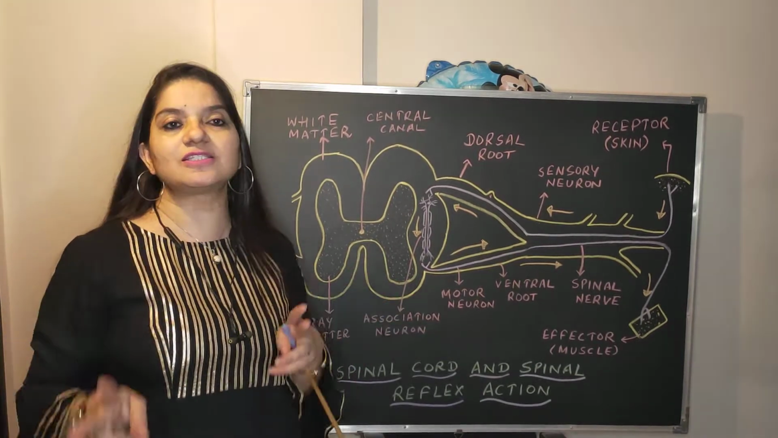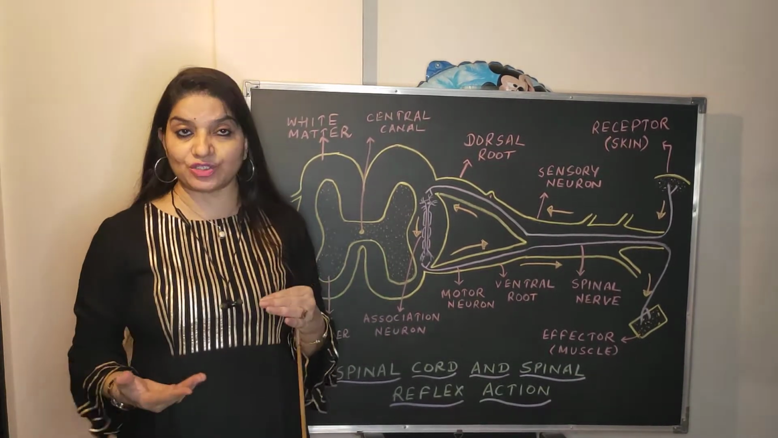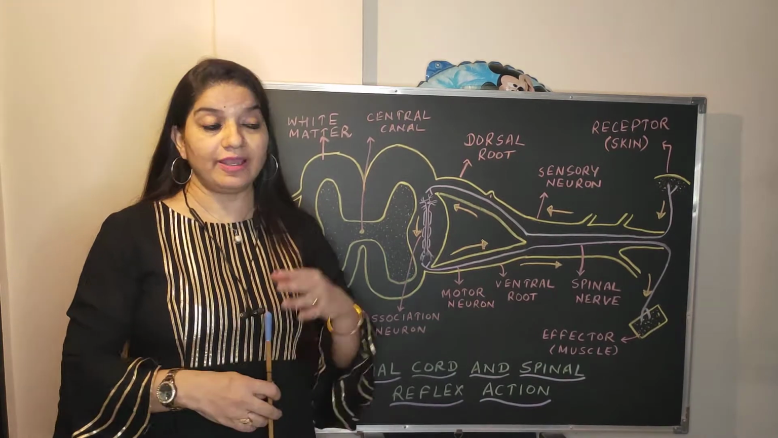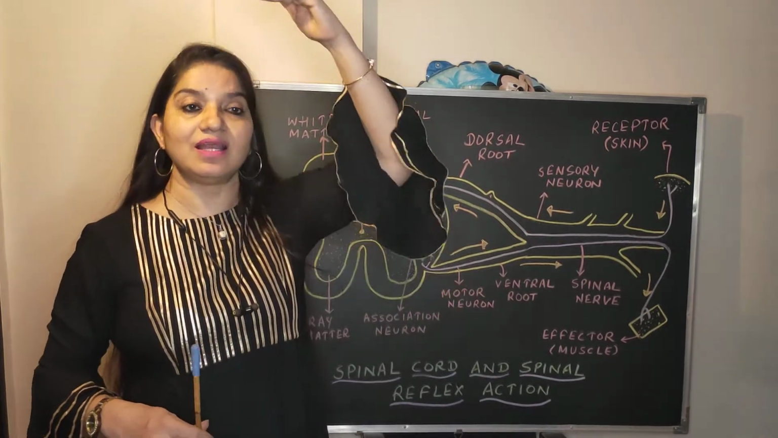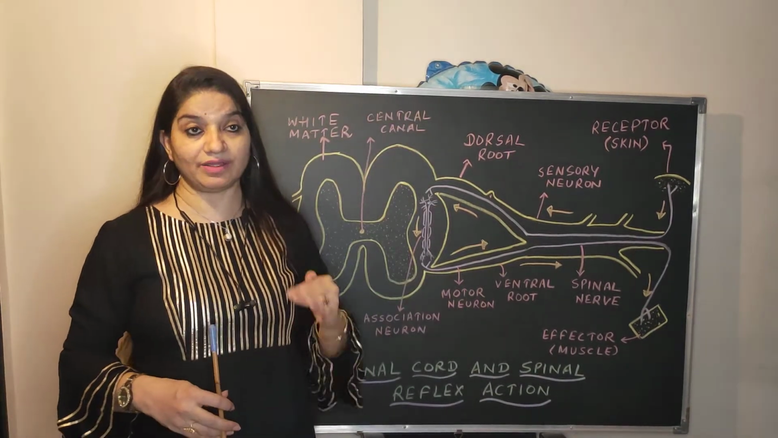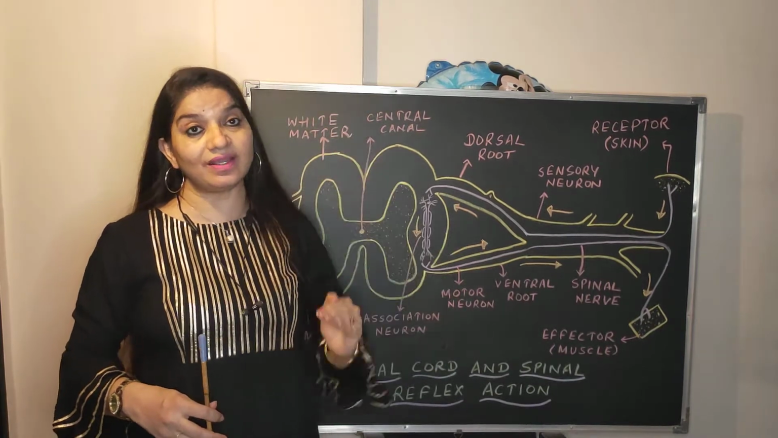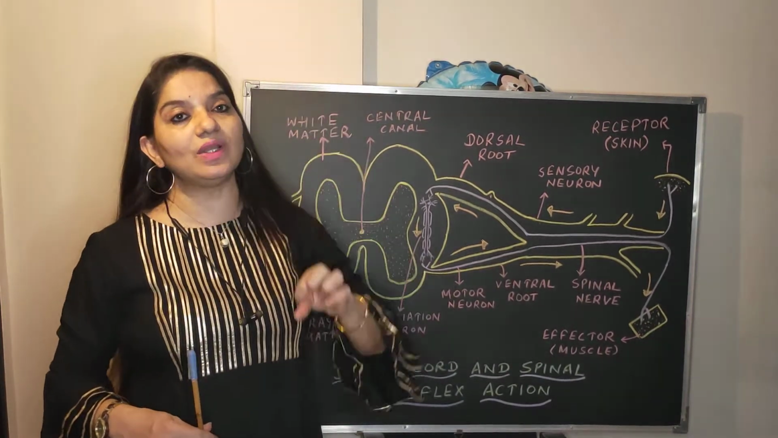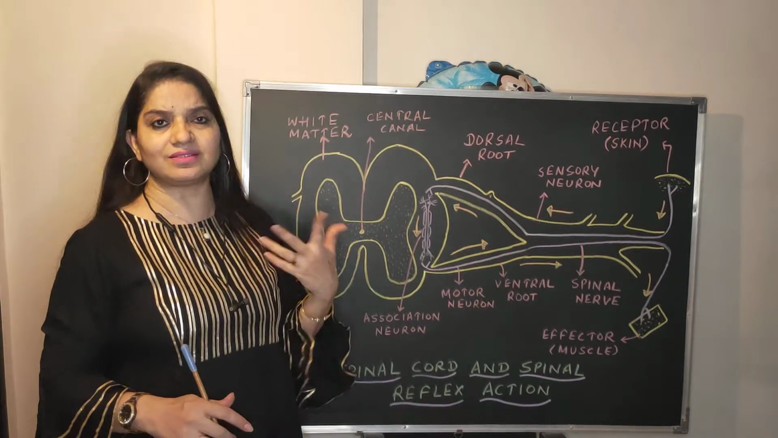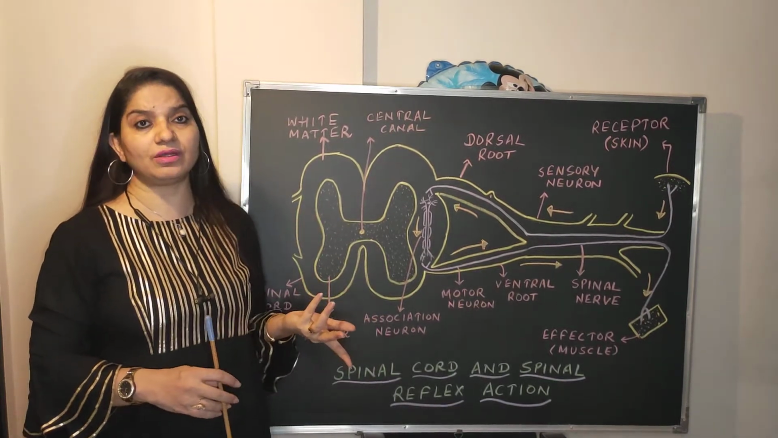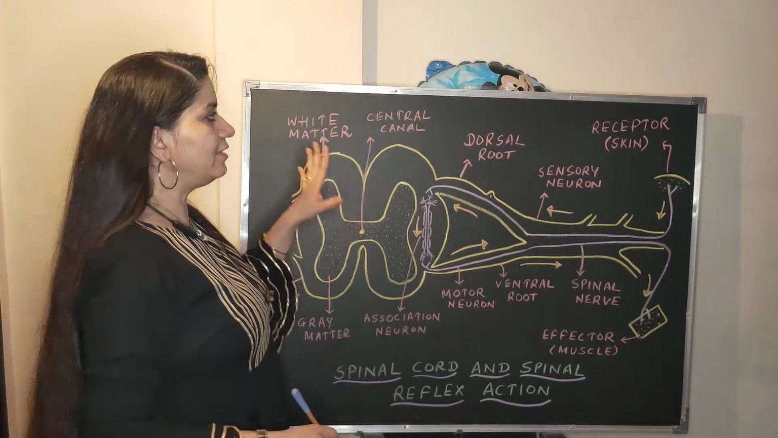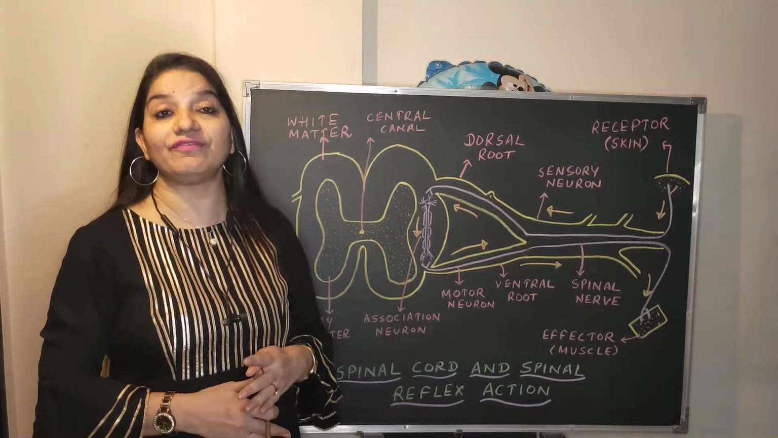So these are the systems which work antagonistic to each other, that is, opposite to each other. If one accelerates the heartbeat, the second will decelerate the heartbeat. If one increases, the second will decrease. If one dilates, the second will constrict. So they are always acting antagonistically to each other, or opposite to each other. And the last topic is the kind of reflexes.